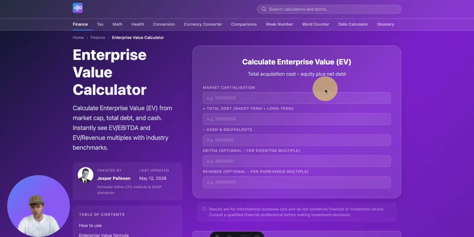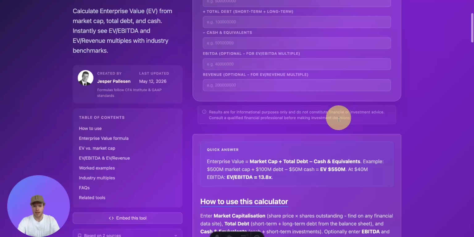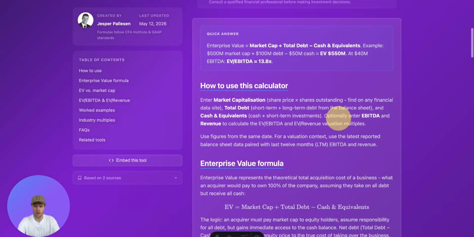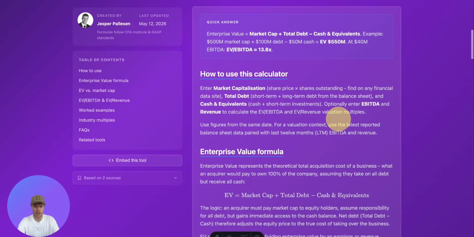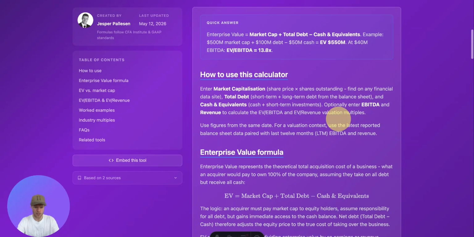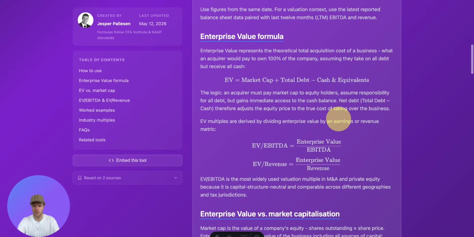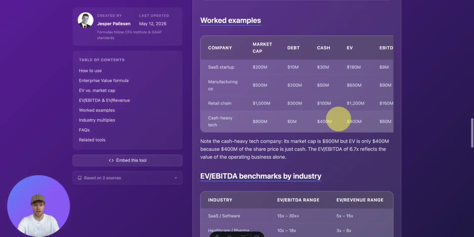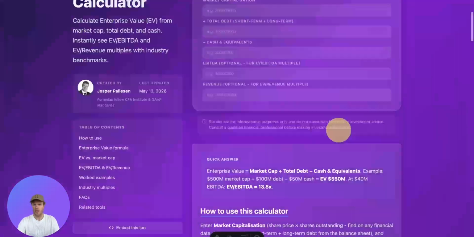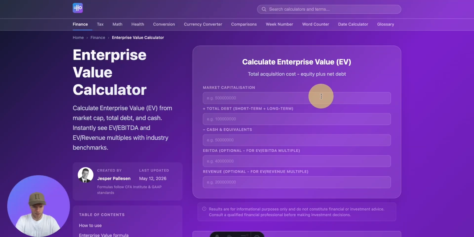So up top here, you have the actual calculator, and down below the calculator, you have a lot of helpful content that will help you answer any questions you may have. You can see how exactly to calculate it with the formulas. There are some comparisons, some examples, FAQs, and so on. But let's just do an example here.